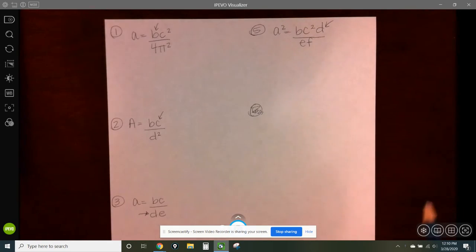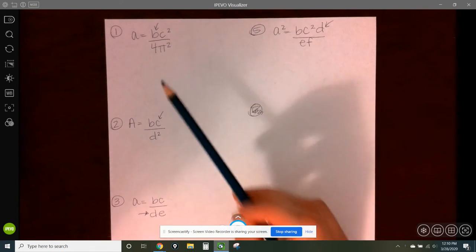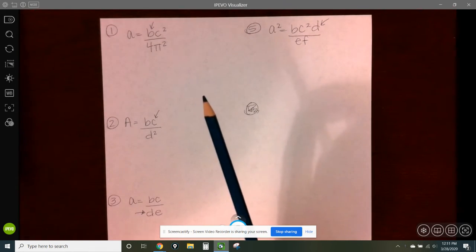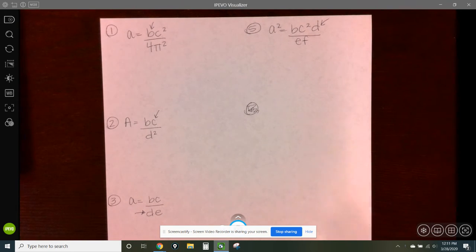Hi guys, so you're about to do the third part of your project. So it's the same idea. We're solving these literal equations where there's just a bunch of variables. Sometimes there's numbers, but they're called literal equations. And since this is part 3, it's just getting a little bit tougher or a little bit different.